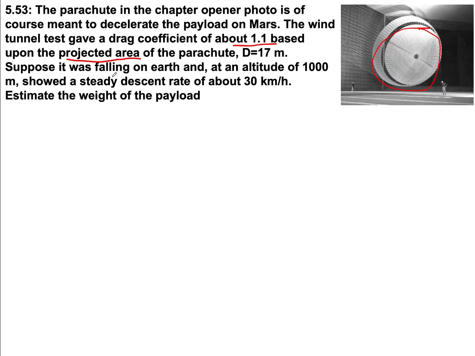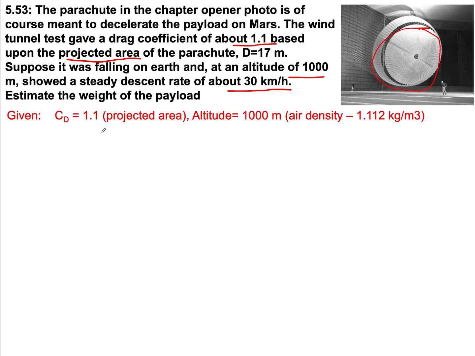So on Earth, testing shows that the parachute descent rate at an altitude of 1,000 meters in the atmosphere was 30 kilometers per hour. So the question is, what is the weight of the object attached to it? So here's what we have. We're given a parachute. There's a load attached to it. So here's the parachute. There is a load. There you go. It's plotted over here.